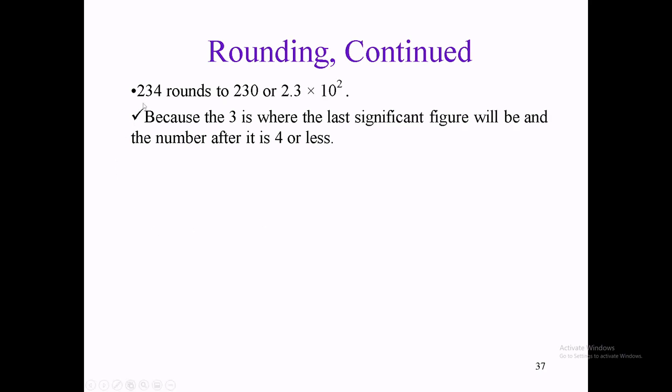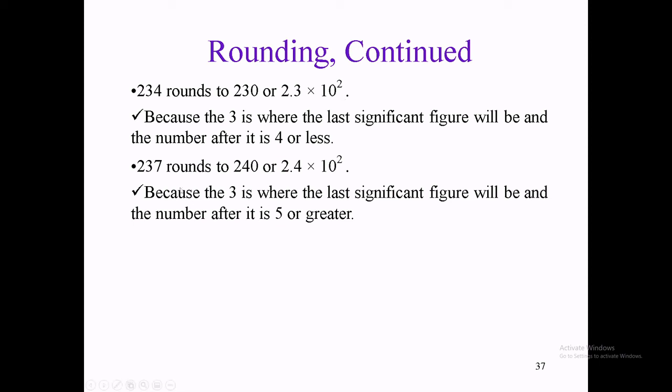If we had larger numbers that we wanted to round, like this, again, this is just going to become 230, and we'd write the scientific notation like that. If we were rounding it up, we could write 240, or 2.4 times 10 to the 2.